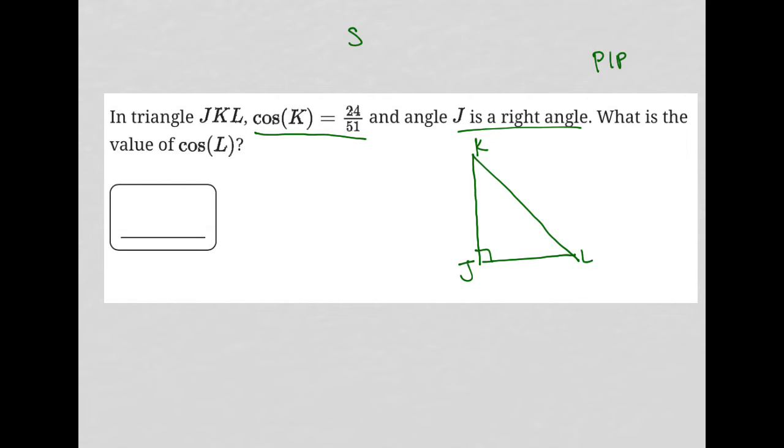Anytime I see cosine or sine or tangent, I'm thinking of this acronym SOHCAHTOA, which hopefully looks familiar to you. The cosine is here. The A and the H represent the adjacent side of the angle divided by the hypotenuse. That's the ratio. That's where these numbers come from. So I use that to fill in my right triangle. So I know in respect to K, the adjacent side is 24, and that would be here. And the hypotenuse is 51. That would be there. The question goes on to say, what is the value of the cosine of L?